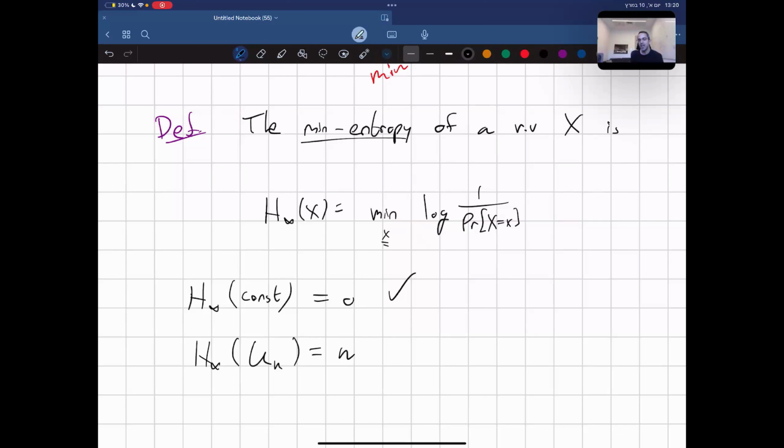And in general, if your distribution is uniform over k bits and the rest are fixed, then this will be 2 to the minus k, so you get k bits of entropy. And more generally, if you are uniform over 2 to the k strings, so you need k bits to generate and sample, it's also going to be k. So it kind of makes sense.